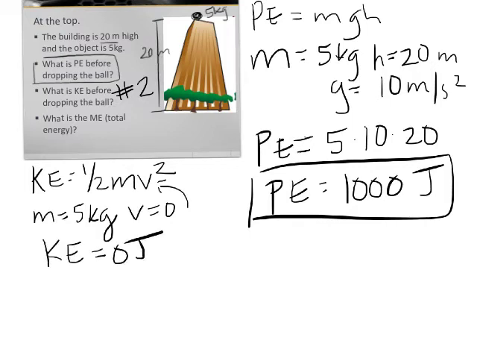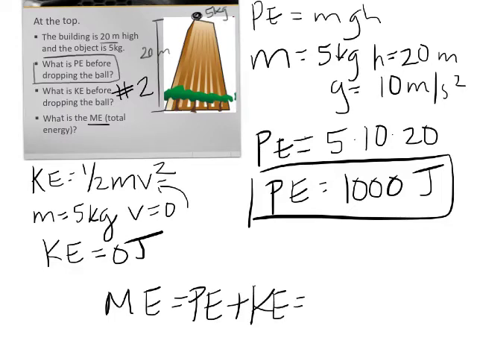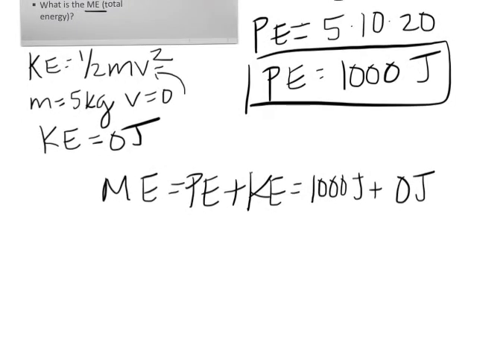All right. So now we have a potential energy, we have a kinetic energy, we can figure out the last thing, ME. ME, or mechanical energy, or your total energy, is equal to PE plus KE, which is 1,000 joules plus 0 joules. All right, that means our ME is 1,000 joules.